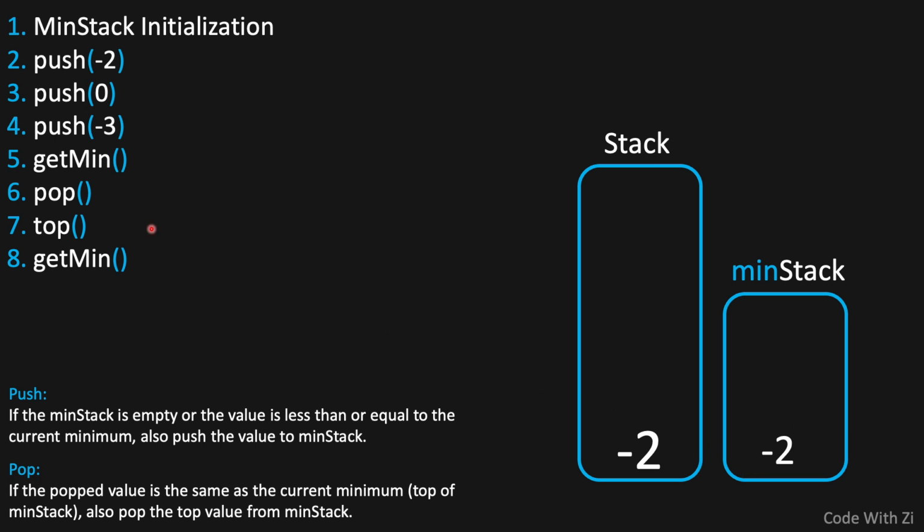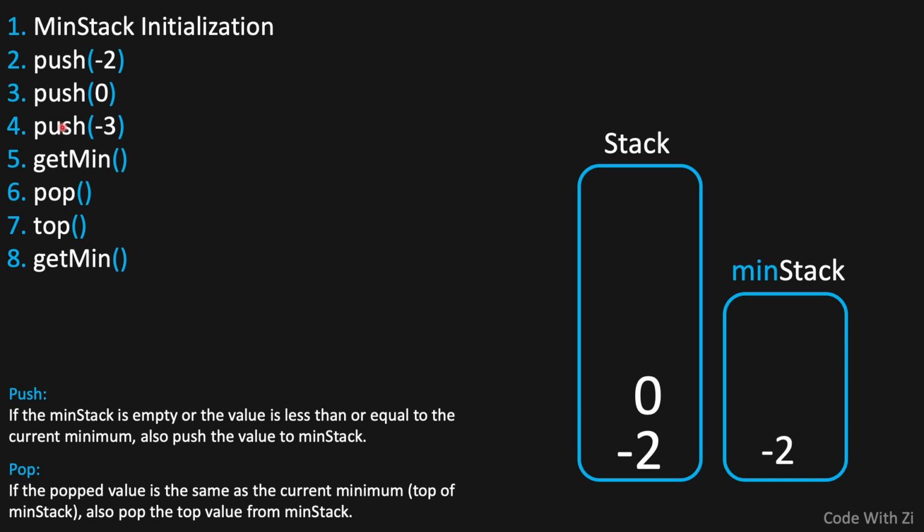All right. And then we're going to have push 0. So let's push 0 inside of our stack. And then we're going to check again. We had push. So we're going to check this rule. We're going to say if the min_stack is empty, it's not. Or if the value that we currently have is less than or equal to the current minimum. Well, the current minimum is -2 and our current value is 0. This value that we have here is smaller than 0. So we're not going to push it inside of our min_stack.